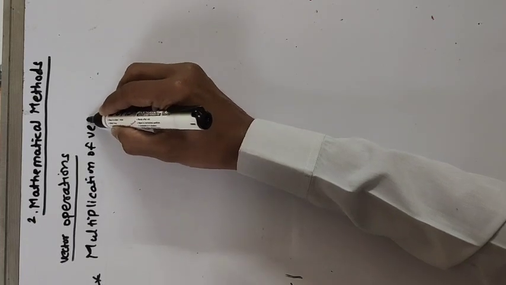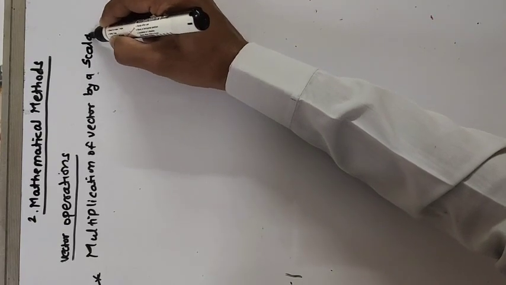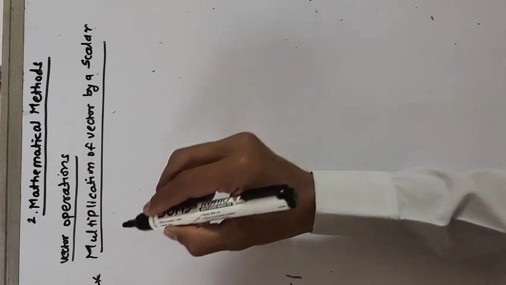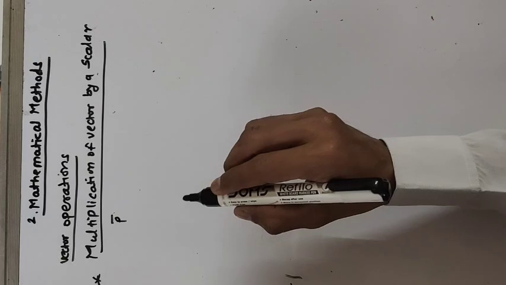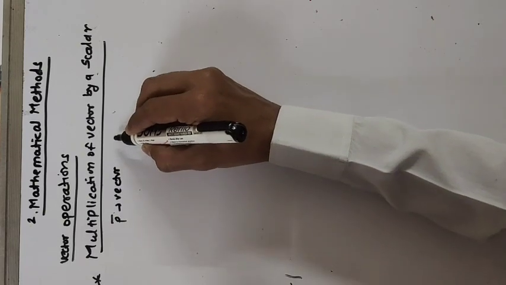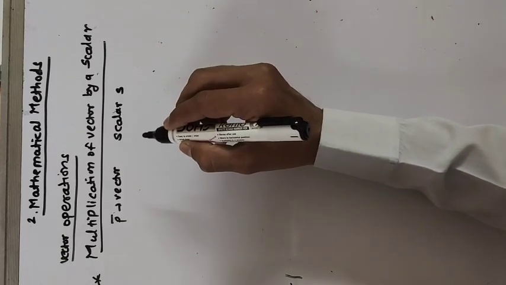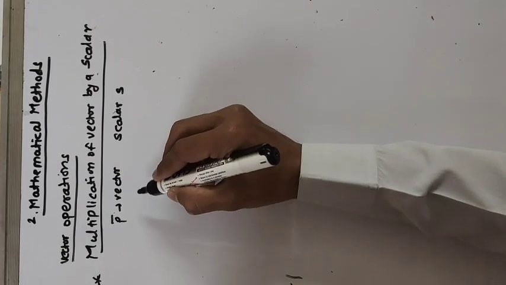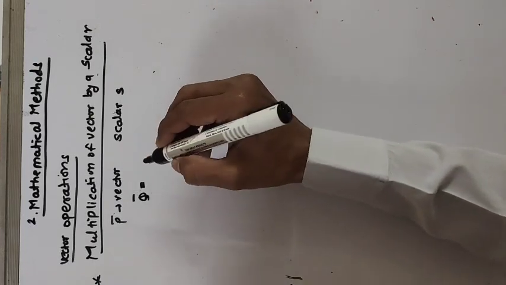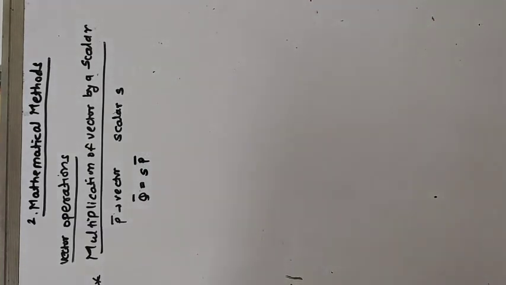Multiplication of a vector by a scalar. Let us consider vector p bar. Multiplying a vector p bar, this is a vector, by a scalar s, we get the quantity vector q bar. After multiplication of this vector p bar with this scalar s, we get another vector q bar in this way.